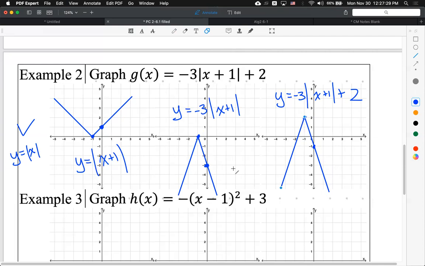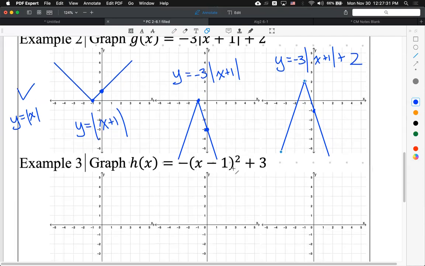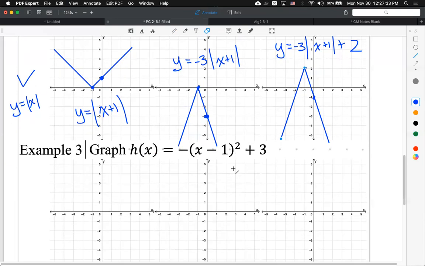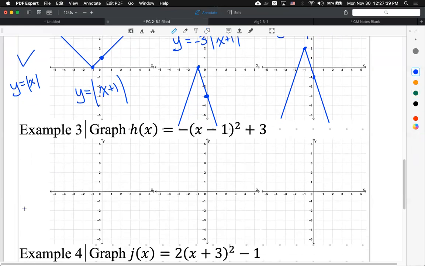Let's try another one. Example number 3. Ooh, this is not absolute value anymore. It's quadratic. It has something squared in it. So when I think of my parent function, my y equals x squared parent function, it's some sort of parabola, some sort of smiley face. So again, I'm going to try graphing y equals in parentheses x minus 1 quantity squared. What does that look like?